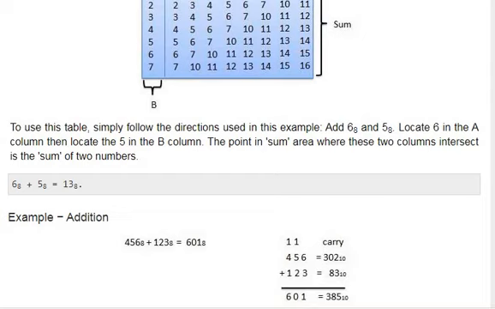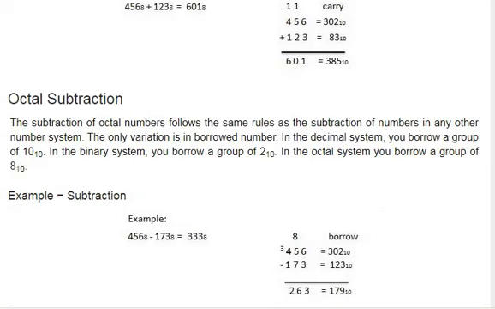So 6 plus 3 is 9. 9 is nothing but 11. So 1 is your carry, and 1 plus 5 plus 2 is 8. 8 is nothing but 10. So 0 with 1 carry, and 1 plus 4 plus 1 is 6. You need to follow the table for doing these types of calculations. Octal subtraction. You need to borrow 8 here because it is base 8.